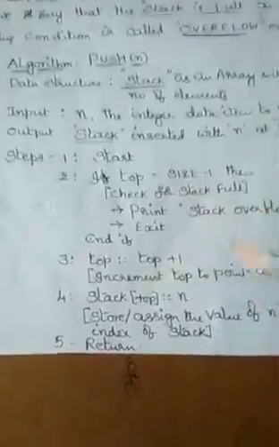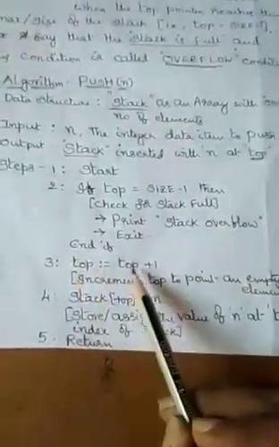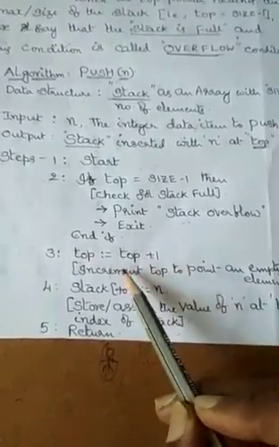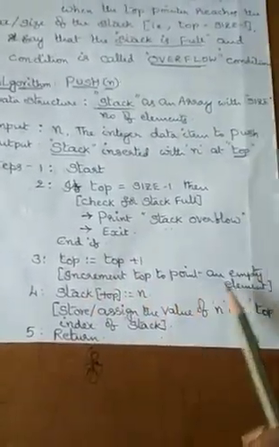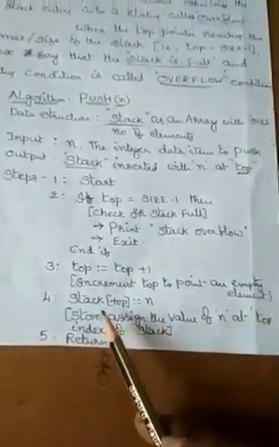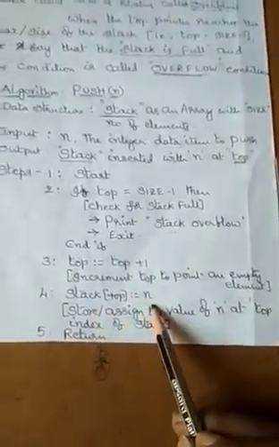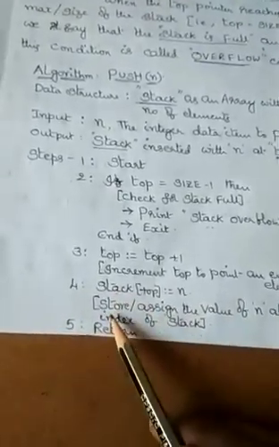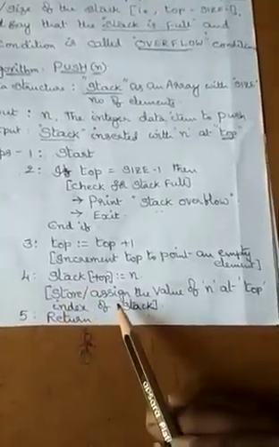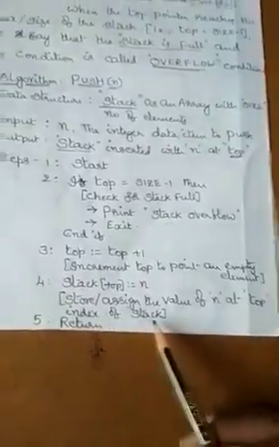Initially, top is -1, and size -1 is 49, so the condition is false, and it moves down to this step. Here first we have to increment the value of top so that top points to an empty location. Then set n in that topmost element location of the stack. That's what is given here: store or assign the value of n at the top index of the stack.